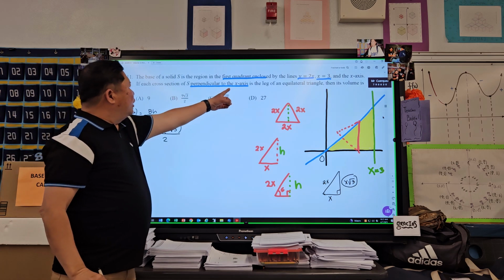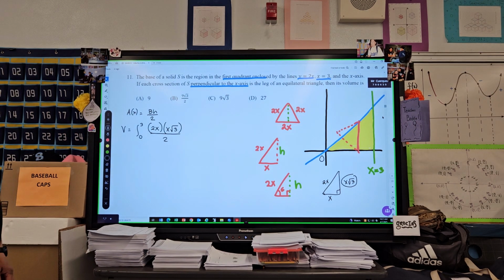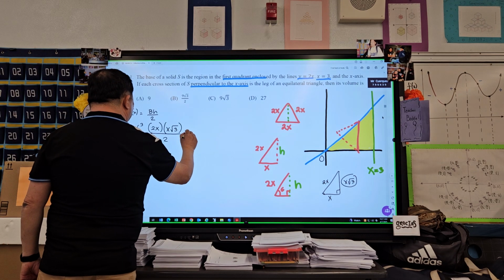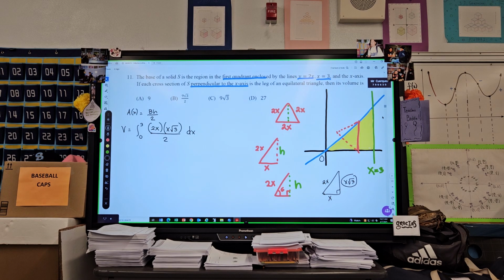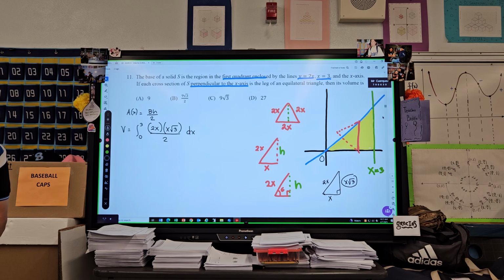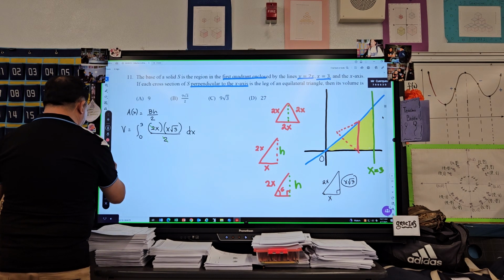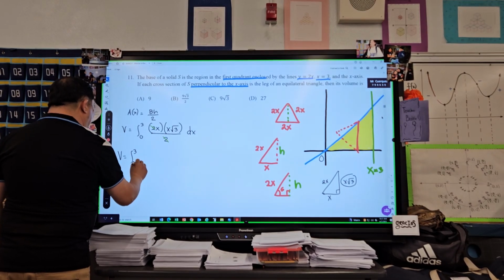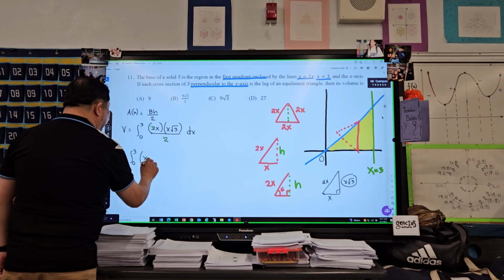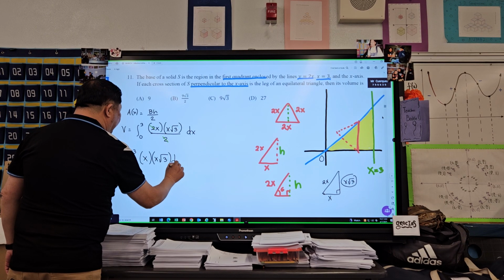And then perpendicular to the x-axis, therefore this is dx. Okay? This is dx. Any noticing? The x cancels out? Oh no, the 2. The 2 cancels out. Very good. So I'll just rewrite this one as volume is equal to the integral from 0 to 3 of x times x radical 3 dx.